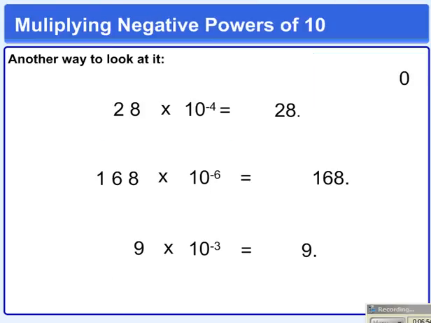And we can look at it just like we did with our multiplying negative powers of 10. When we did positive powers of 10, we moved our decimal place to the right. With negative, we're going to move our decimal place to the left. So here, if we have 28 times 10 to the negative fourth power, this negative 4 tells us we need to move it to the left 4 times.